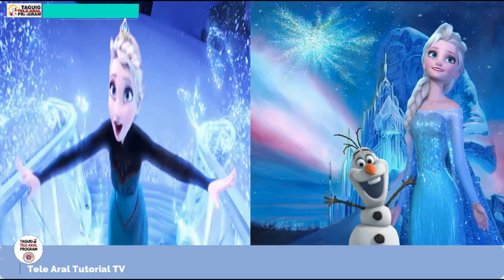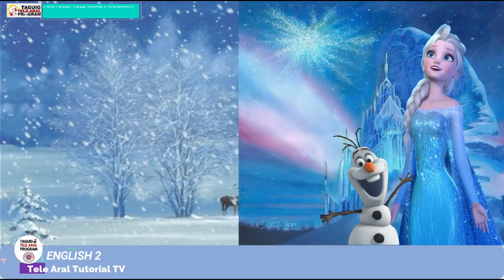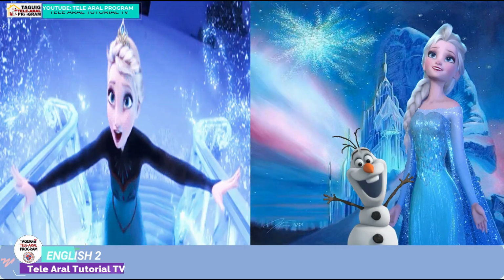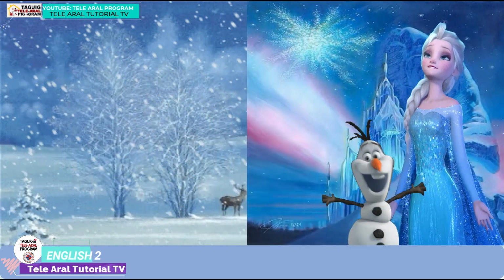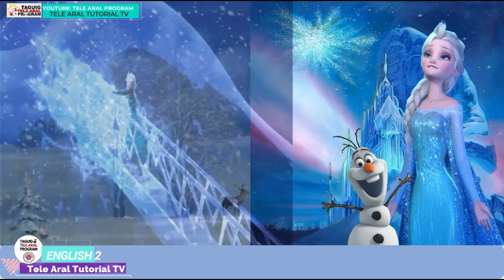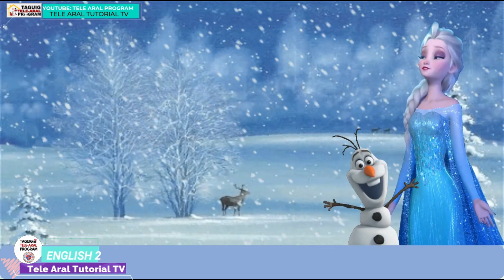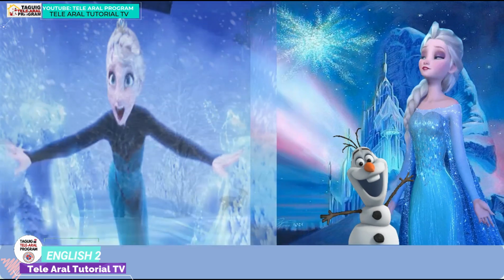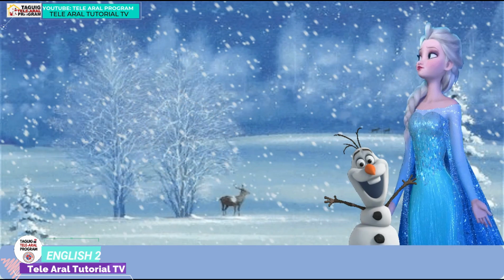We also have settings, which means the place where the story happens. The movie happened particularly in the castle. Lastly, we have an event that tells us the happenings in the story. And one of the events in Frozen is that Elsa runs on the ice stairs. These significant details play important roles in understanding the story.